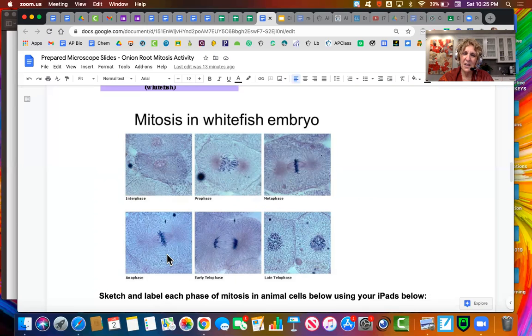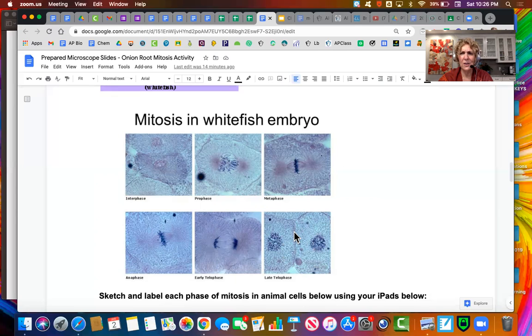Here's anaphase. It's very early anaphase because the chromosomes are just starting to separate into two different sides. So I would call that very early anaphase. Here is telophase, early telophase. They're starting to be pulled apart. And then here is late telophase.